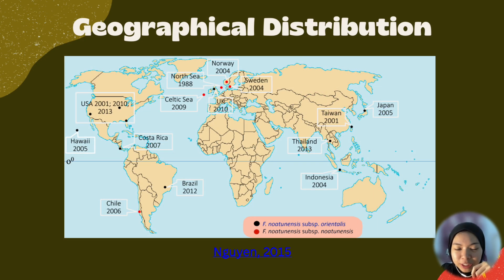So for geographical distribution, as you can see in this world map by Nguyen 2015, the black dot shows the distribution of FNO, while the red dot shows the distribution of FNN. As we can see, FNO is more common, which has worldwide distribution and is present in different regions, for example in Southeast Asia, China, Japan and also Europe, while FNN can only be seen in this area over here.